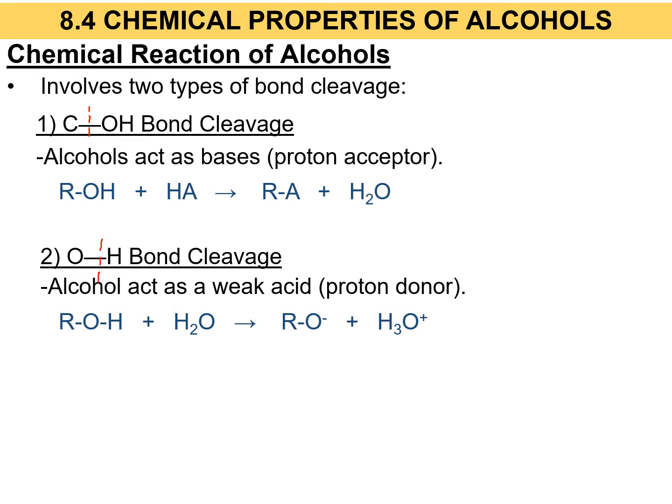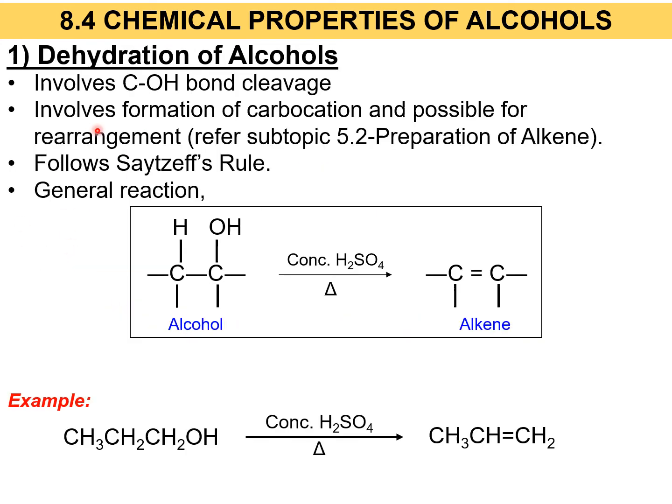Okay. Penerangan yang lebih-lebih ni you tak perlu tahu sangat pun tak apa. You just need to know tu je lah, chemical reactions of alcohol ada dua jenis bond cleavage yang dia akan buat. Okay, so the first type of chemical reactions of alcohol dia boleh buat dehydration of alcohol.